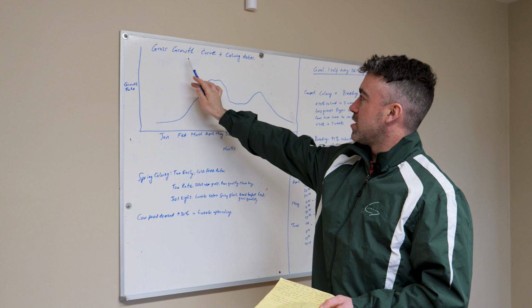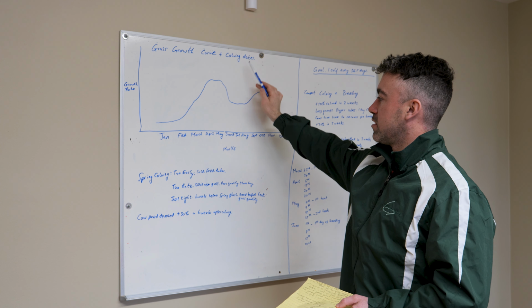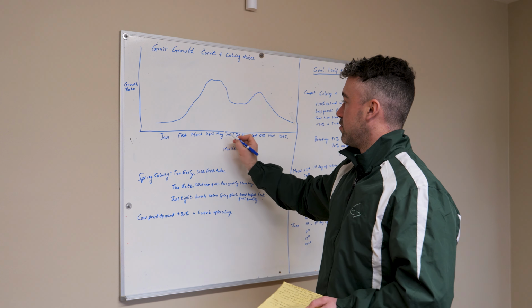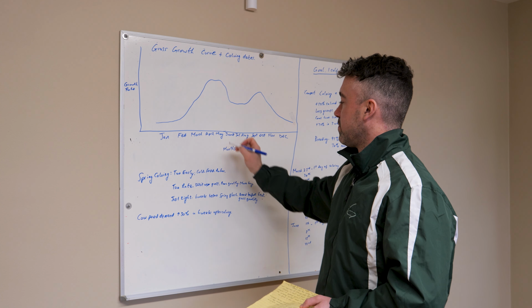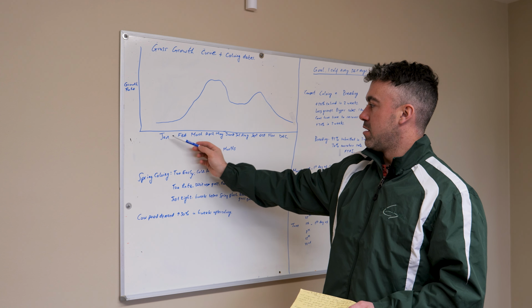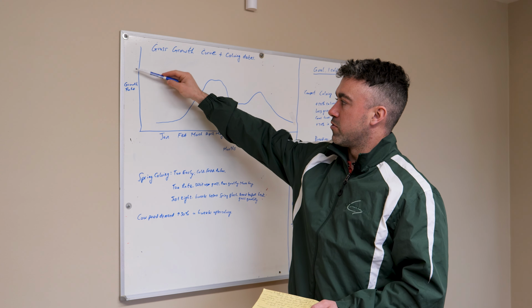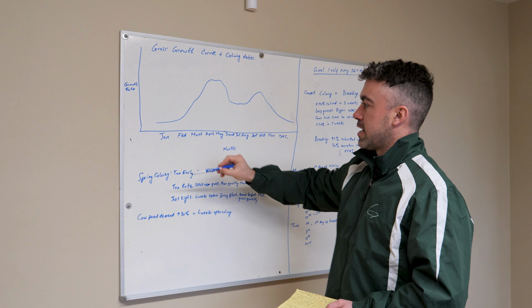So in this diagram here, what we're going to be discussing is the annual grass growth curve, and then how we can plan in our calving dates for when we want our cows or sheep to start calving. So what this diagram is showing here is our months of the year on the bottom, and then the grass growth rate here along this axis.